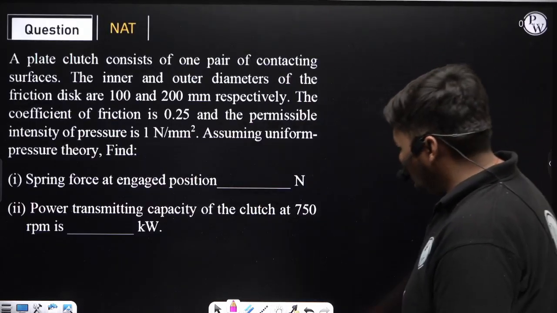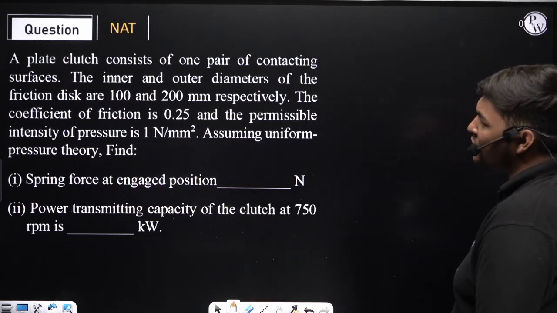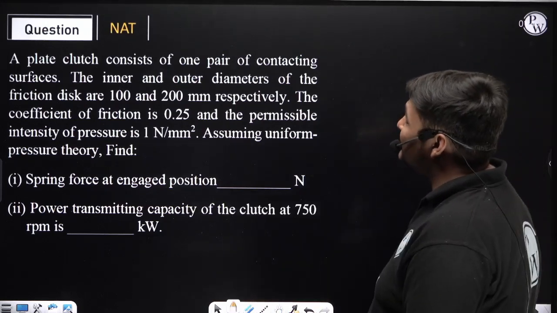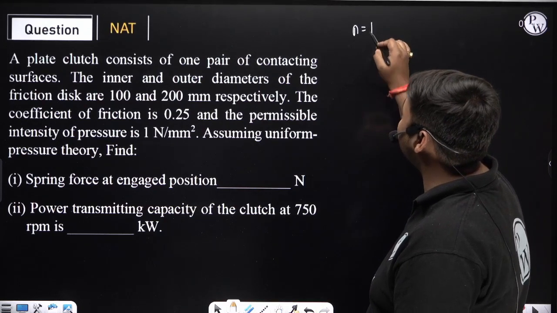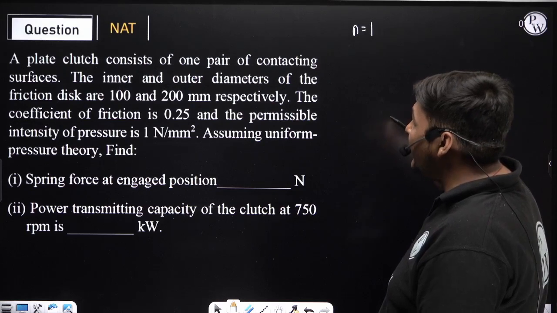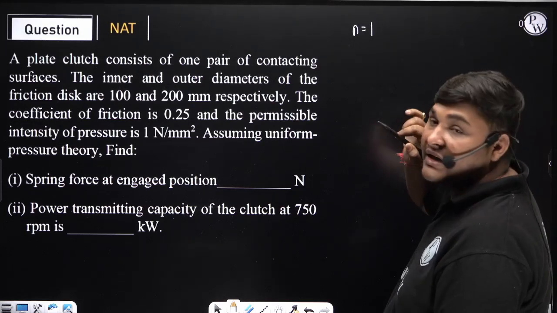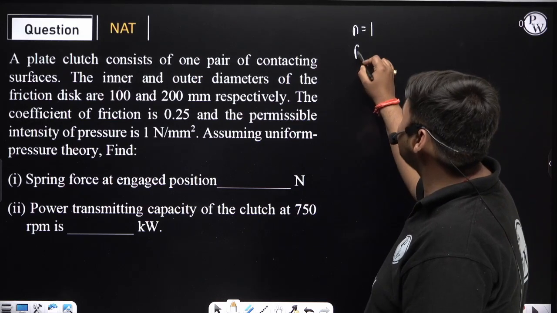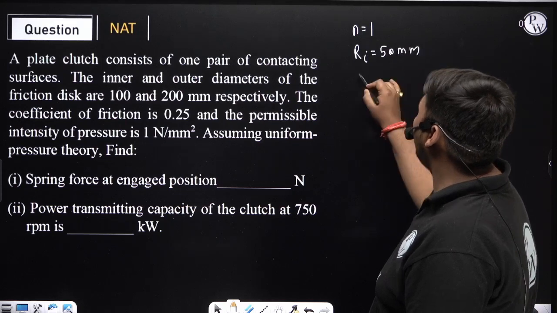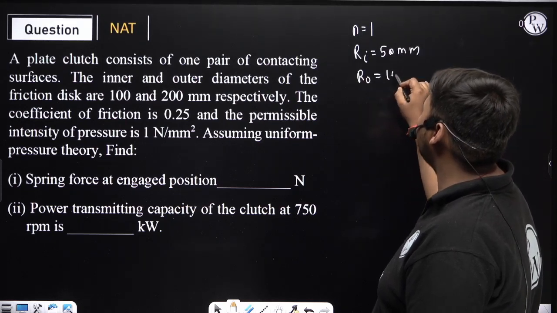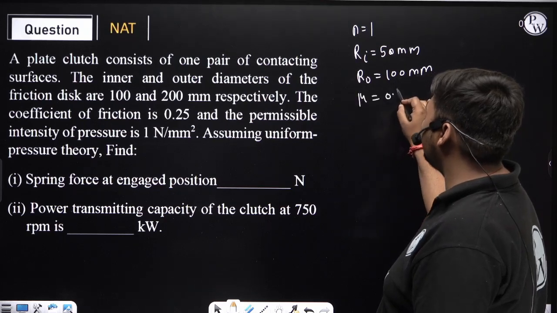Now this is another question. What is the examiner saying in this question? A plate clutch consists of one pair of contacting surface, meaning again the number of pair of contacting surface is 1. The inner and outer diameter of the friction disc are 100 mm and 200 mm. Inner diameter is 100, means inner radius will be 50 mm. Outer diameter is 200, means outer radius will be 100 mm. Now coefficient of friction is 0.25.